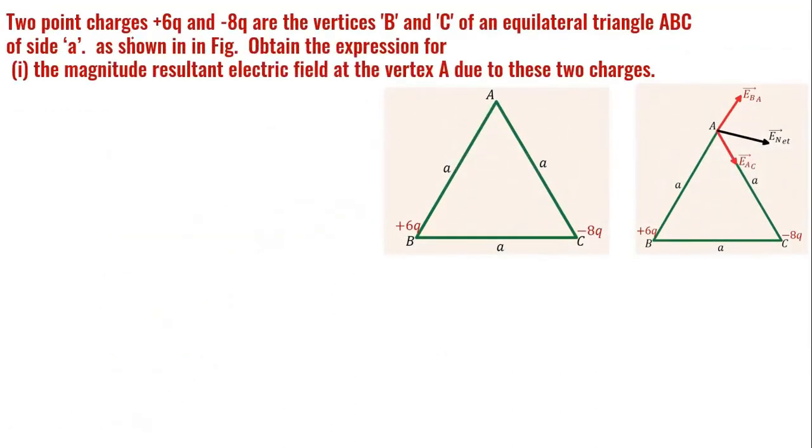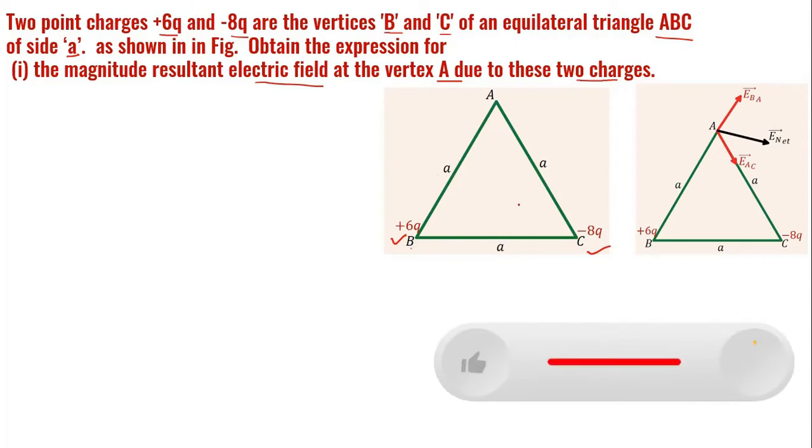Now we have two point charges, plus 6q and minus 8q, placed at the vertices B and C of an equilateral triangle ABC of side a. Obtain the expression for the magnitude of the resultant electric field at the vertex A due to these two charges. So this is the given figure. ABC is an equilateral triangle where at the point B we have placed a plus 6q charge, and at the point C we have placed a minus 8q charge.